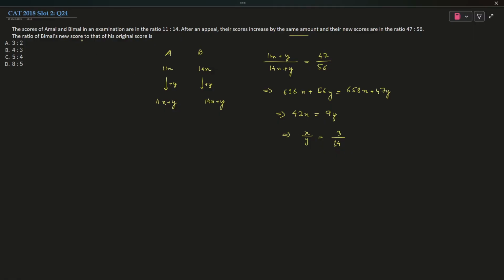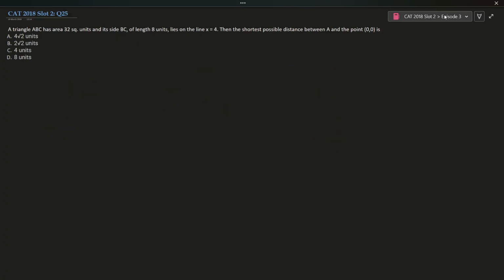I need to find Bimal's new score to that of his original. New score is 14x plus y. Original is 14x. This will come out to be 1 plus 1 by 14 into y by x. y by x is 14 by 3. 14 will get cancelled. 1 plus 1 by 3 will give me 4 by 3. 4 is to 3. Correct answer is option B, guys. A very simple question. Nothing to explain in this question, I believe. Let's move on to the next question.